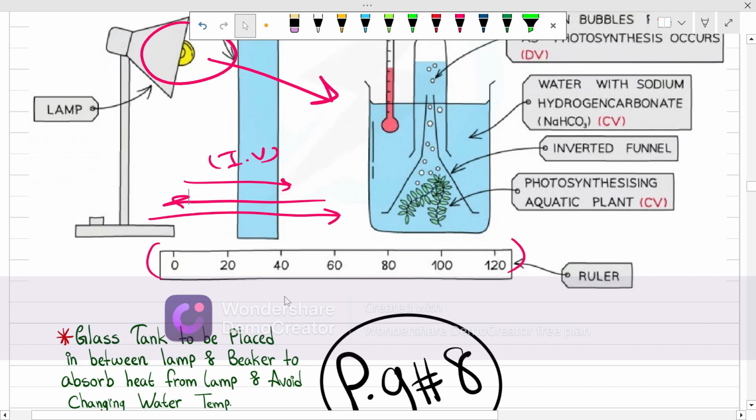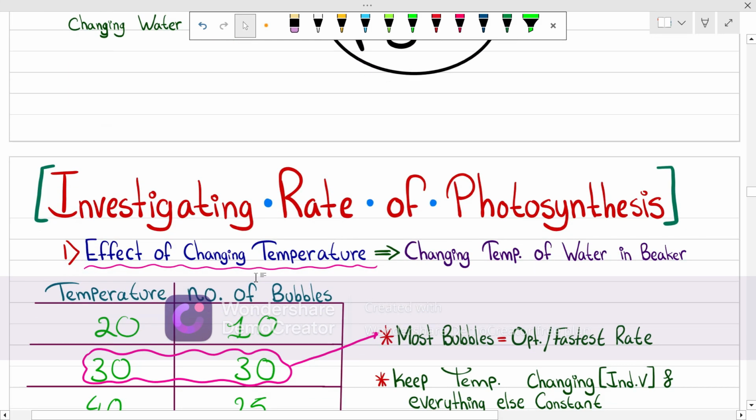We place a glass tank in between the lamp and beaker to absorb heat from the lamp and avoid changing the water temperature. Because if there is no glass tank in between, water temperature is going to change, and we need to make sure water temperature remains constant because it is not the independent variable. Water temperature in this experiment is the controlled variable. So it must remain constant.